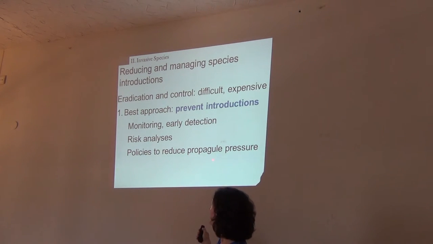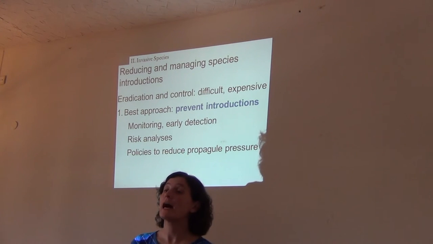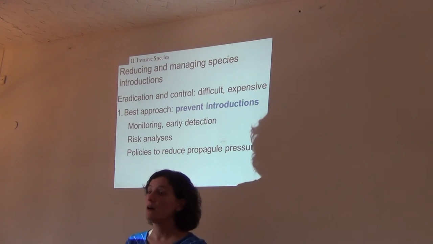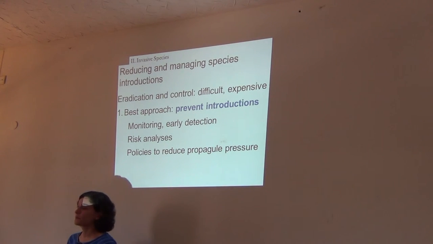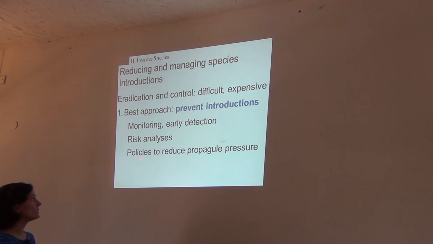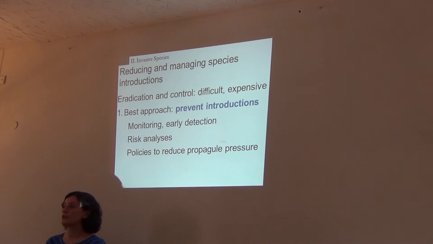So if we have a high propagule pressure, meaning this occurs repeatedly, individuals make it to a new region, then that gives more chance to that species to get established. So the more propagules we have, the more likely for a non-native species to become established. So that's when we need these policies to reduce the number of propagules, the number of individuals that make it to a new region.